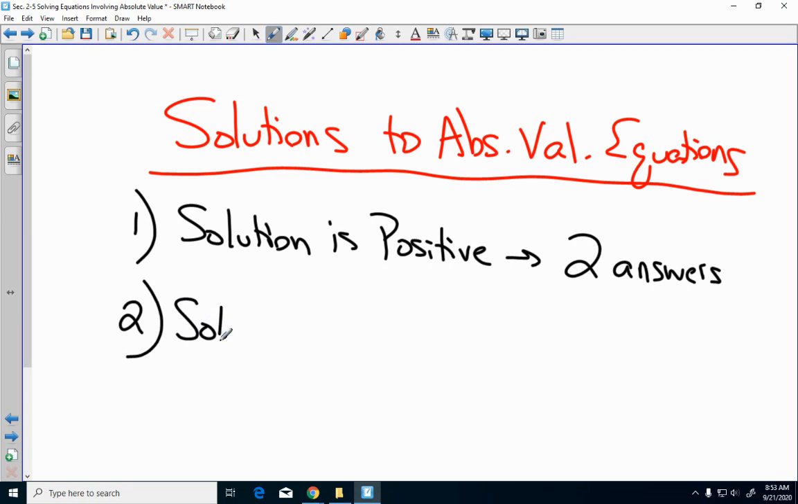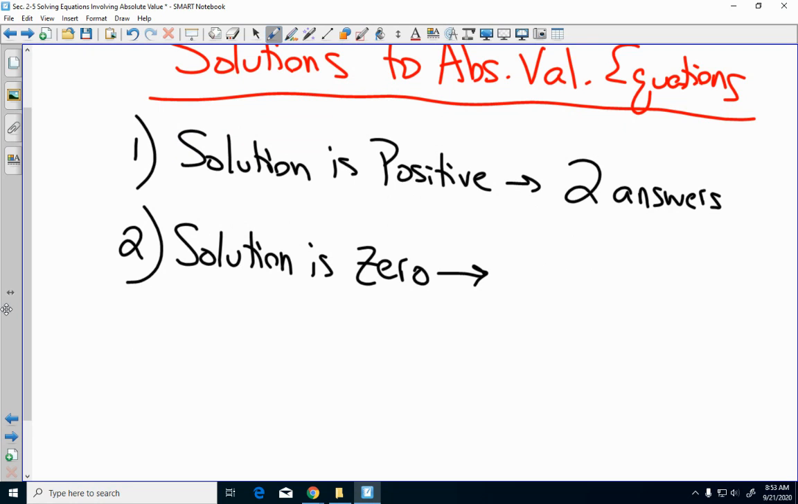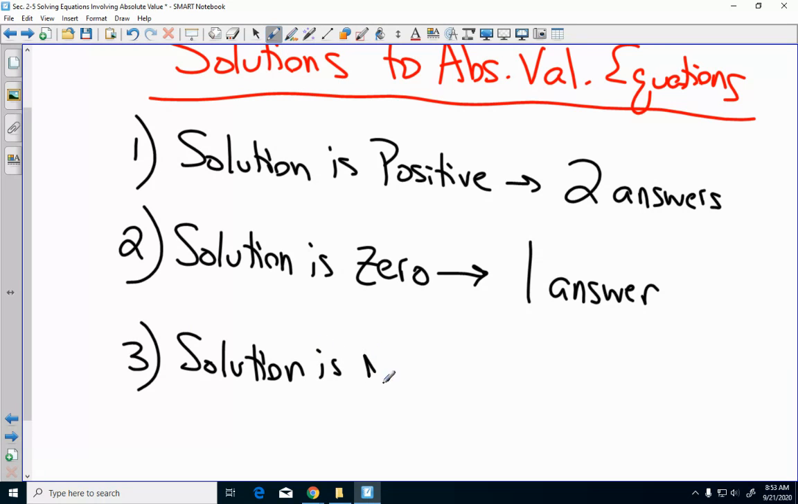Option number 2, if my solution is 0, how many answers are there? There's going to be, Dakota, how many answers will there be? 1. There's going to be 1 answer. And my third option would be that if the solution is negative, there's going to be no answers, no solution. So no answer.